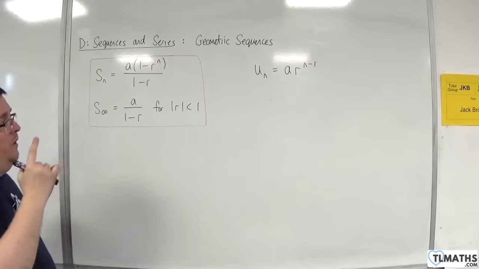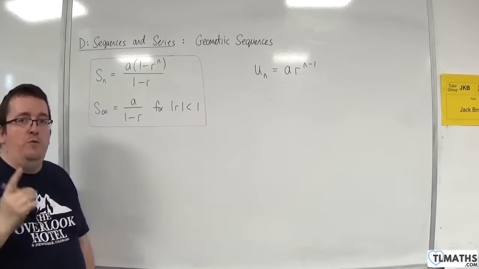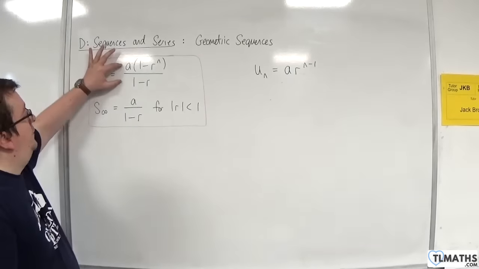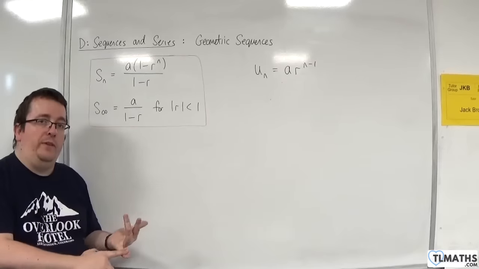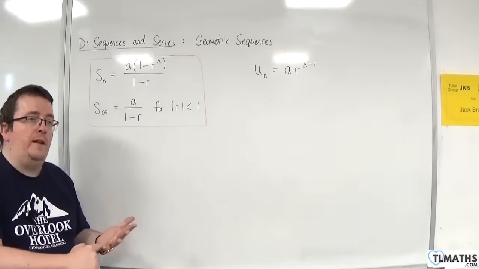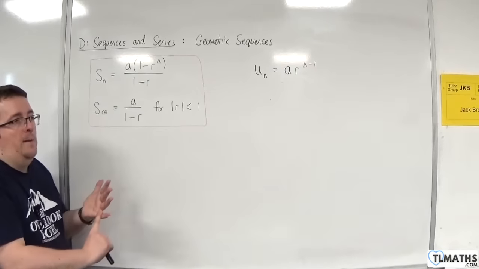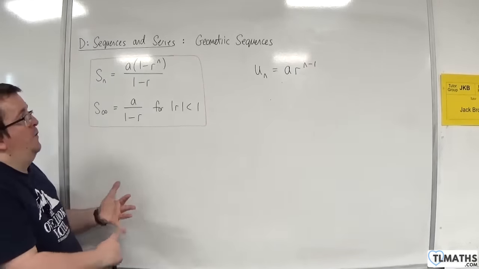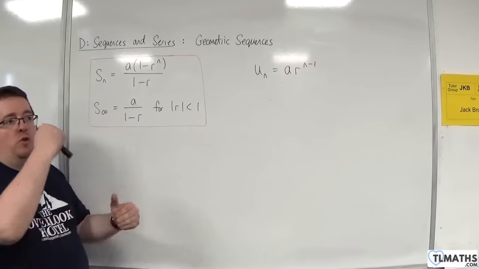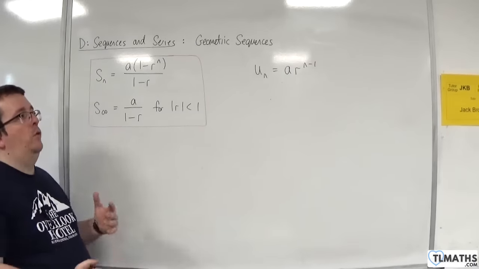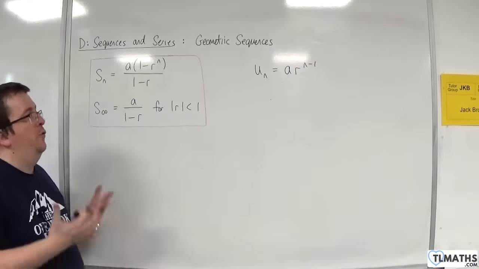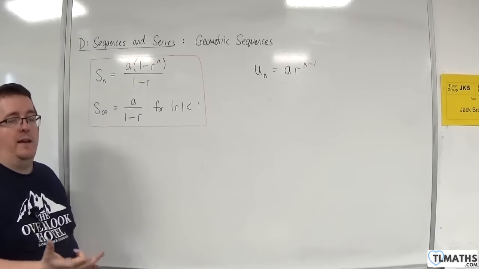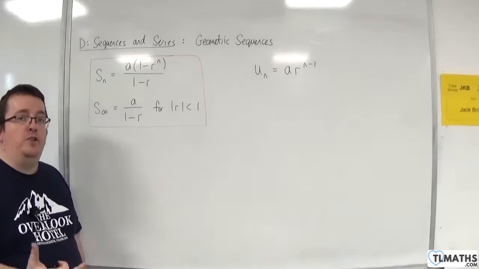Now, I would recommend that you know the derivations of this and of the arithmetic sequence sum to n terms as well. Because you might have a question in the exam that goes through the steps, and it might require you to finish the proof off or spot a mistake in the proof or something like that. So it's well worth going back and seeing how they were derived, just in case.